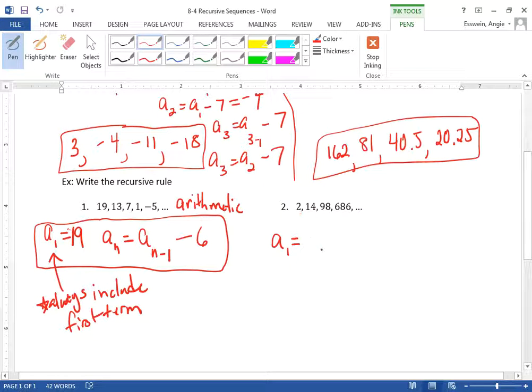Okay, this one, a sub 1 equals what's the first term? It's 2. That's easy, right? It's right there. And then you would write the nth term. The formula for coming up with any term is to take the previous term, leave a little space. And what are you doing each time? You're multiplying by 7. So it's 7 times a sub n minus 1. And you can tell it's geometric because you're multiplying by a constant. So that's it.